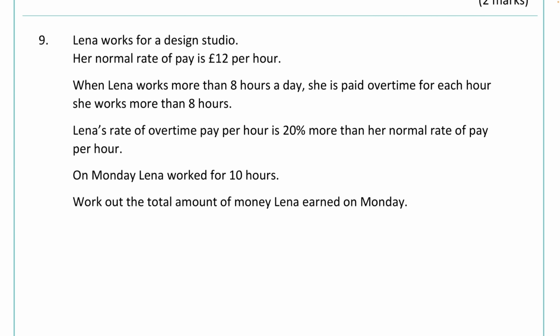So she gets £12 per hour, but only for the 8 hours a day. If she works overtime, she gets paid more, and here she's worked for 10 hours. So 10 hours, take away the 8, leaves us 2 hours of overtime. And she gets paid more for that. But we'll work out how much she gets paid for the 8 hours first. So we can do 8 times 12, and we can do this again on the calculator, which is £96.